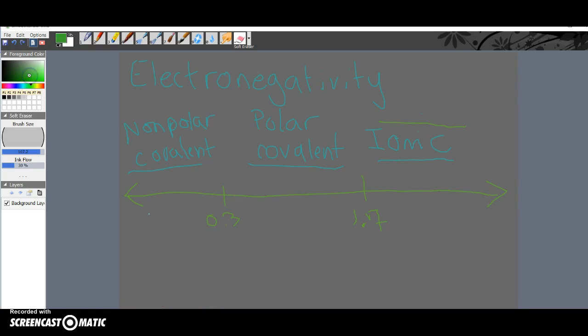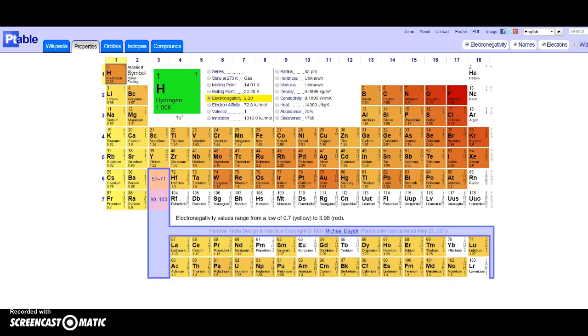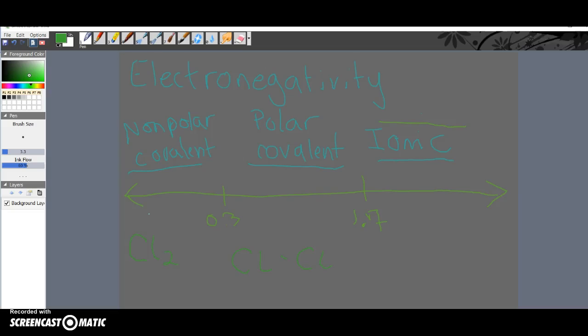Okay, so now let's look at a bond that forms between two more similarly matched atoms. So let's say Cl2. Oops, that's the wrong pen. Sorry about that. Let's say Cl2. So what Cl2 means is that you have a bond between chlorine and another chlorine. And so I know this is going to seem pretty obvious, but if I look at my periodic table, chlorine's electronegativity is 3.2. So I'm going to go back here, 3.2 and 3.2.